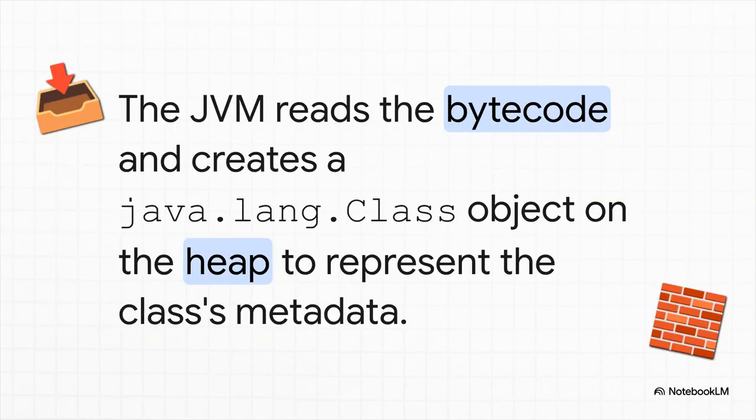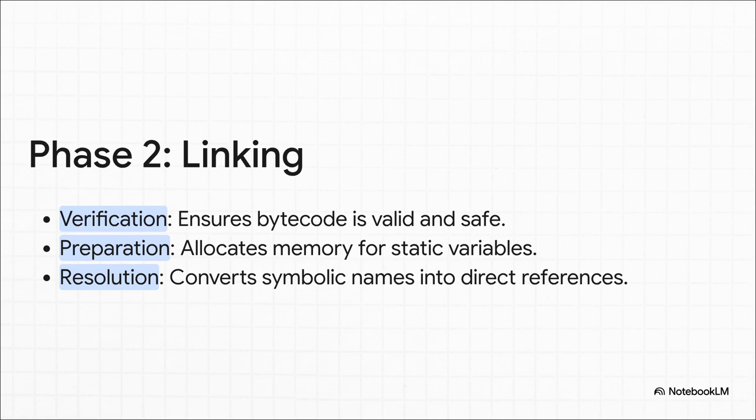The class loader finds the .class file on your disk, reads all of that raw binary data, the bytecode, and then uses that info to create a special class object right inside the JVM's heap memory. So now, the class is technically inside the JVM, but trust me, it's not even close to being ready for action. Next, it moves on to the linking phase.